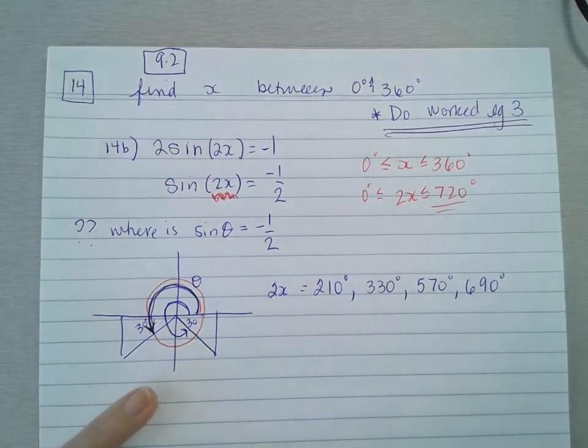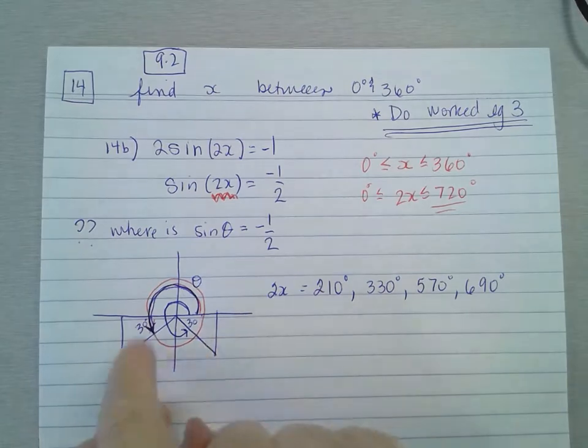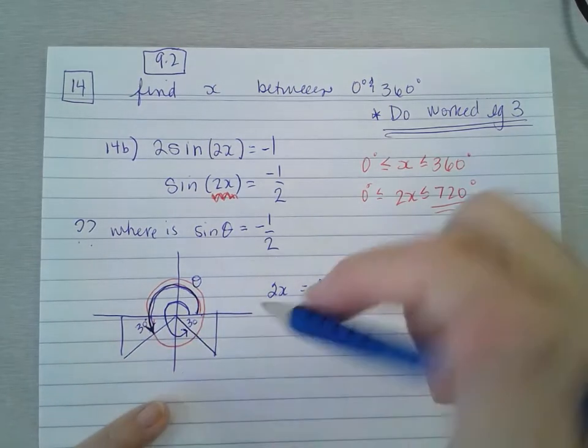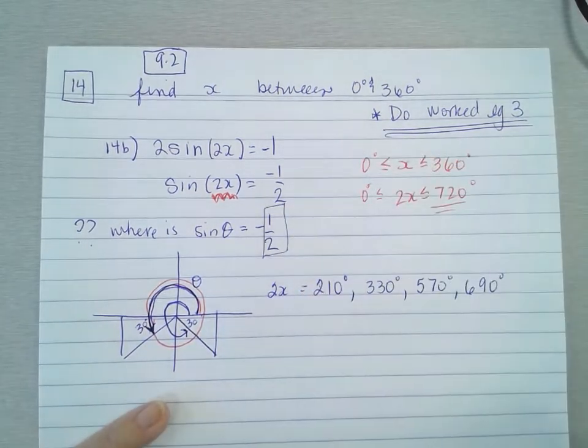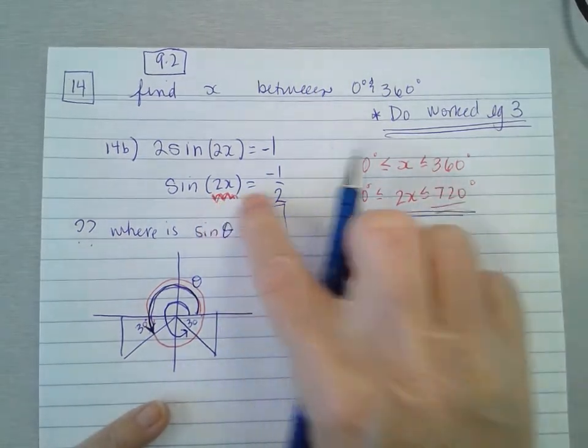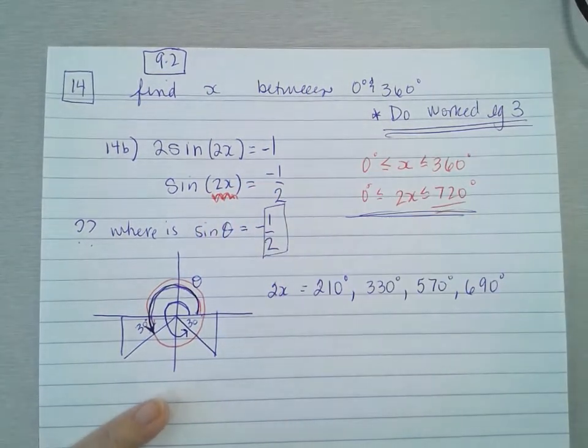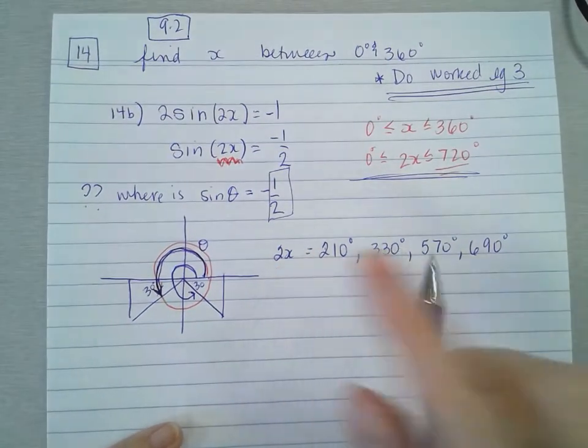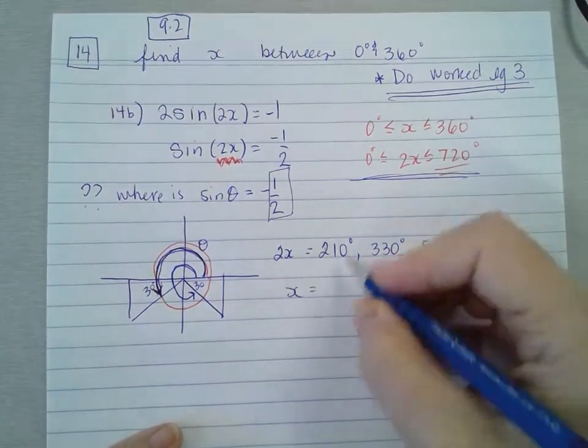So I've done a couple things. I've done the negativeness, the reference angle, the half out of my table or my triangle, and I've done this thing about changing the domain because that's a 2x. Now I have to divide everything by 2 because I want to know what x is.